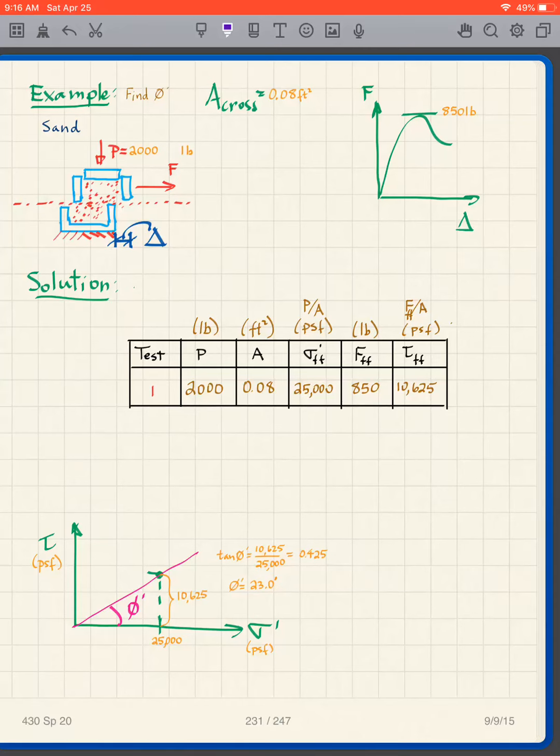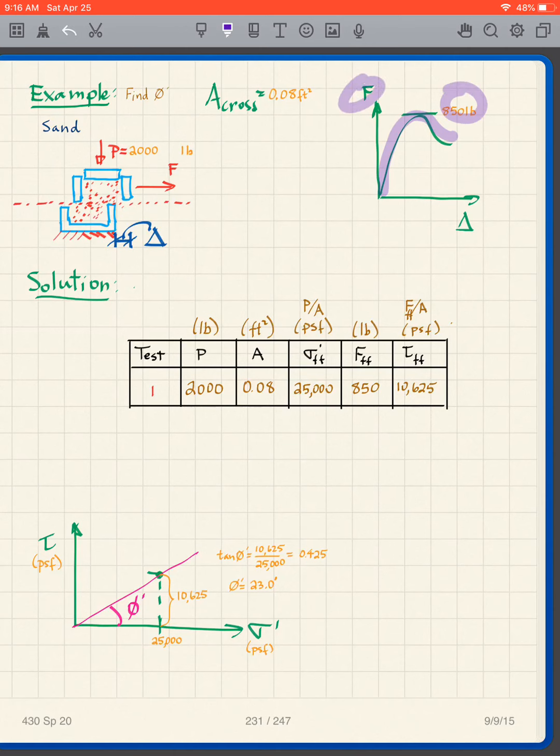Okay, so let's look at an example of how we're going to use this and how we're going to define the failure envelope. This is my test setup. I'm choosing P equals 2,000 pounds, and we're going to increase F until failure, and the end result was that I get this curve here with an F max of 850 pounds.